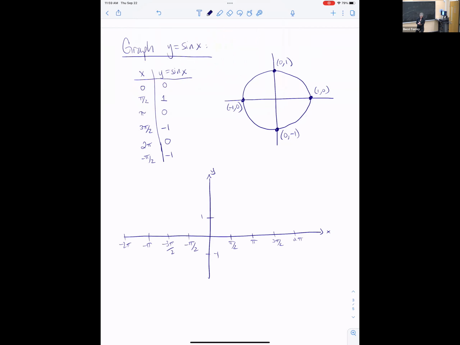We have 0, 0. So plot that on your graph. And then we have a point at pi over 2, 1. So we go to pi over 2 in the x direction, 1 in the y direction. We plot that point. Then we have pi, 0. And we have 3 pi over 2 with -1. 2 pi with 0. We're back to where we started, and then it just repeats. And we can also go in the negative direction. It does the same thing, but it repeats in the negative direction. And so when you connect the dots, you have to be careful.